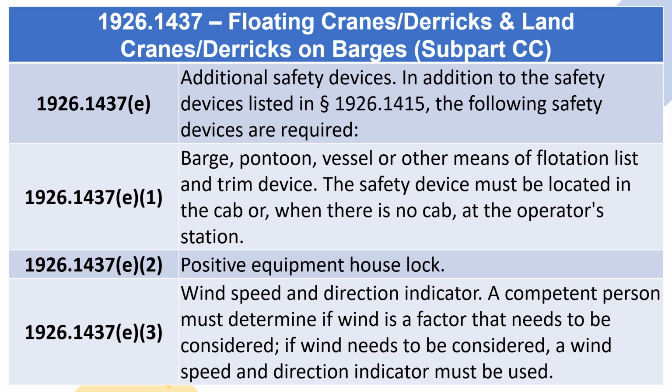1926.1437(e). Additional safety devices. In addition to the safety devices listed in section 1926.1415, the following safety devices are required. 1926.1437(e)(1) through (e)(3): barge, pontoon, vessel or other means of flotation list and trim device. The safety device must be located in the cab or, when there is no cab, at the operator's station. Positive equipment house lock. Wind speed and direction indicator. A competent person must determine if wind is a factor that needs to be considered. If wind needs to be considered, a wind speed and direction indicator must be used.